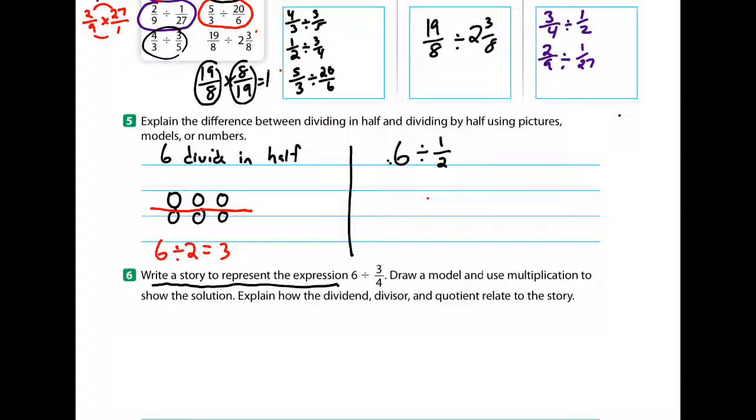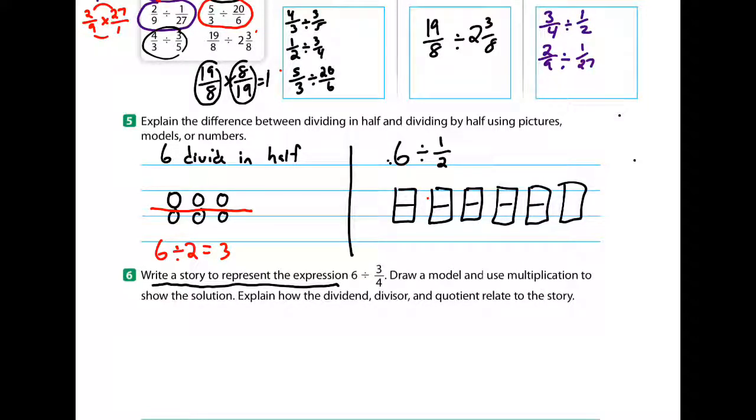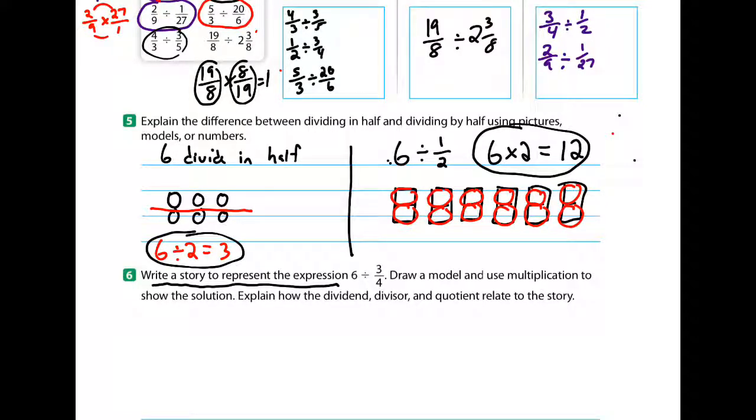So if I have 6 of something, and I split them each in half. Remember, 6 divided by half means how many halves are in 6. So I'm going to count them. There's 1, 2, 3, 4, 5, 6, 7, 8, 9, 10, 11, 12. So that's a totally different thing. So 6 divided by half is the same as 6 times 2, which is 12. So notice these are two totally different problems.